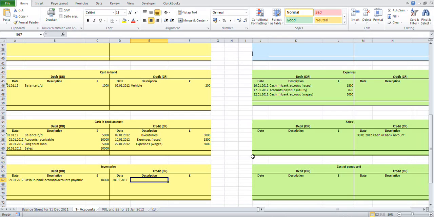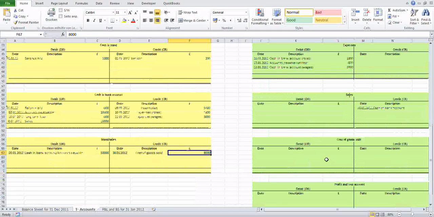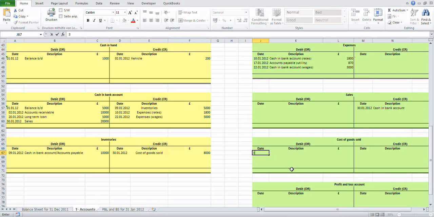Yeah? Remember the matching principle? If you're unsure what the matching principle is, please look it up. So cost of goods sold 8,000. We have an account which is called like this. So if this was credited, we will debit this account 30th of January 2012. Inventories 8,000. There you go. That was transaction number 8.